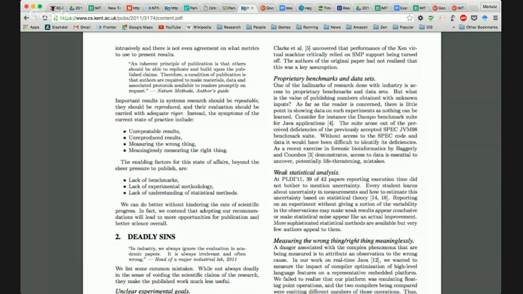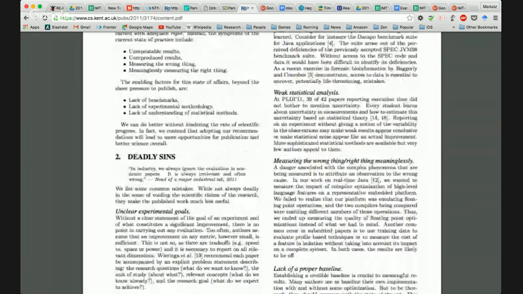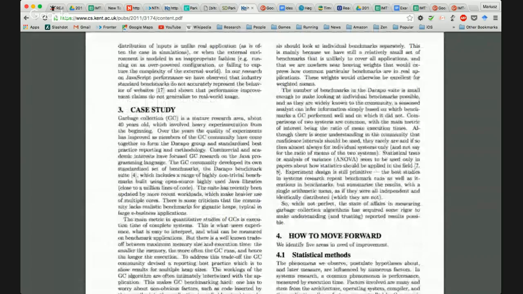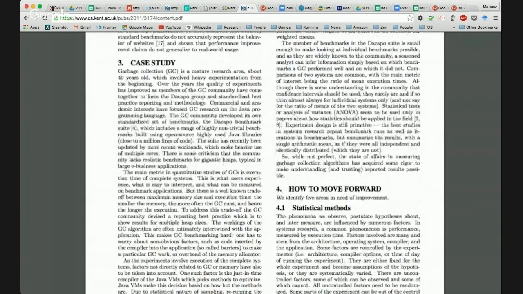All right, so let's have a short break. It's 11 o'clock, so let's have a 10 minute break. And after that, we will talk a little bit about the case studies that they've done in the paper, and we will talk a little bit about statistics and a little bit about computer hardware.